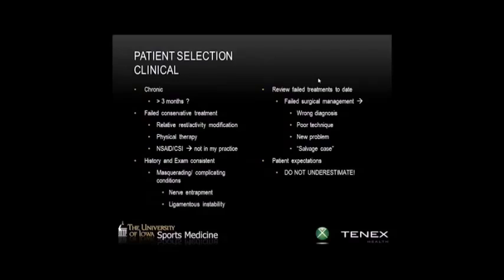So effectively, they've already had what we're doing. I think you really need to take some time to figure out, well, why didn't it work the first time? Was it the wrong diagnosis? Should you really be doing another procedure on the same spot? Was it poor technique? Did they just have a bad surgeon? Unfortunately, that does happen from time to time. Or did they develop a new problem?